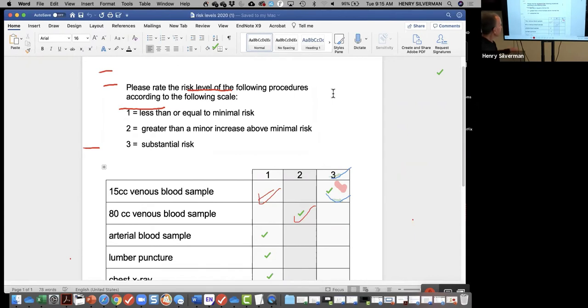All right. So on the first one, a lot of people are saying substantial risk, and some people are saying not more than minimal risk, and then we have someone saying a minor increase above minimal risk. Okay. 80 cc blood sample. A lot of people are saying 2 and 3. What about an arterial blood sample?